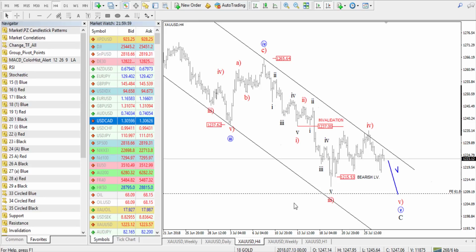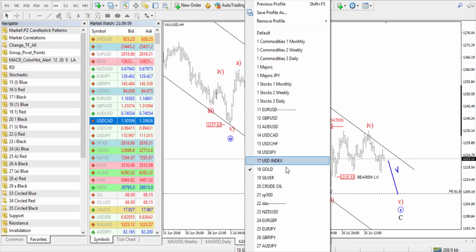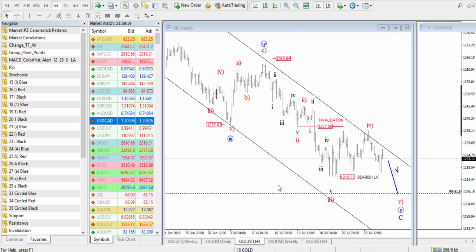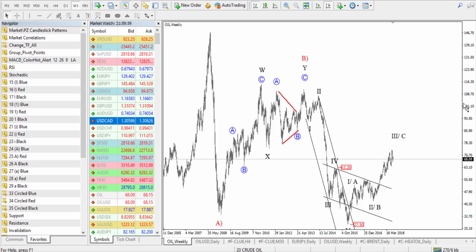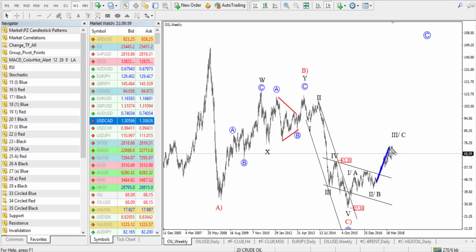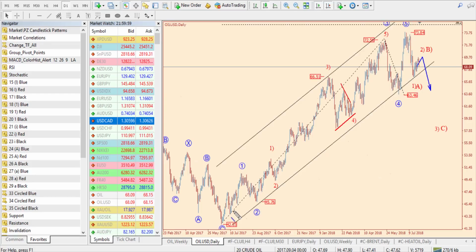Okay, now let's take a look also at crude oil. On crude oil, definitely on a weekly chart, I'm not really sure if this was wave 3 and we are going to see much higher prices, or wave C, but what really matters at the moment to me is that we have a completed 5-wave rise up from 2017 lows.